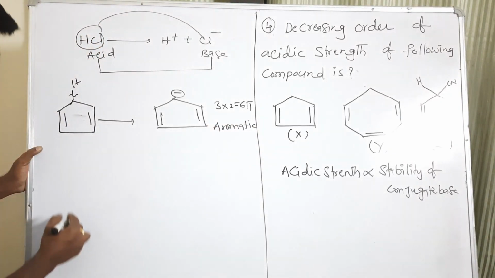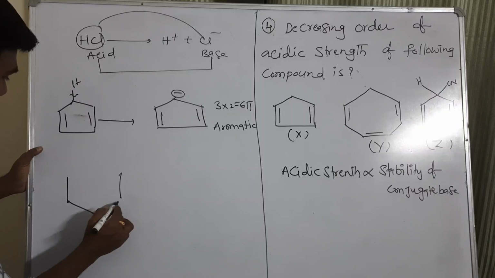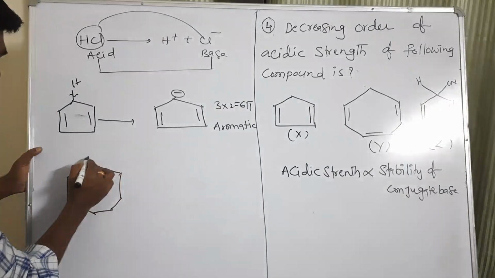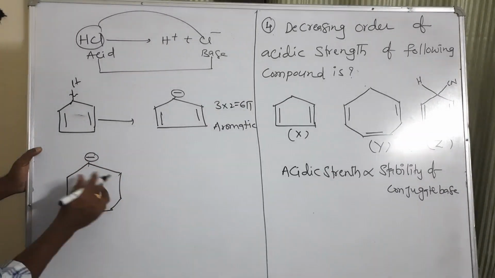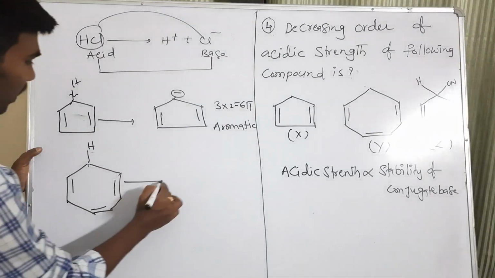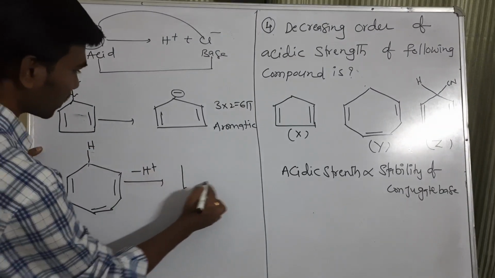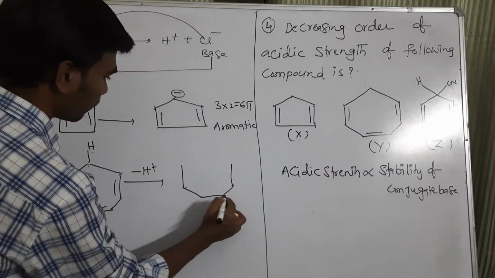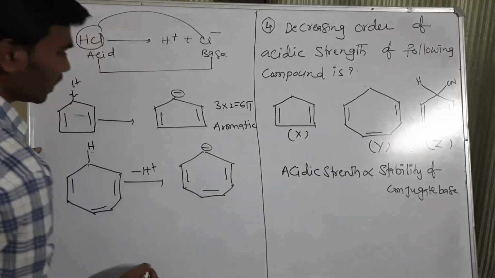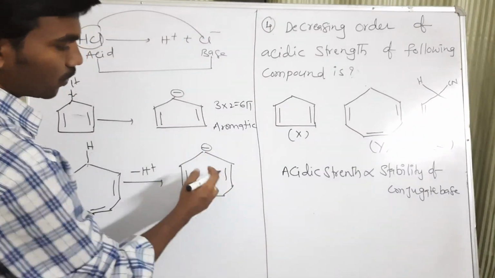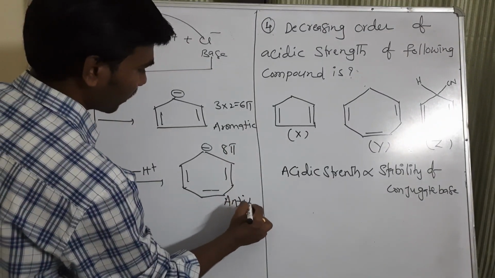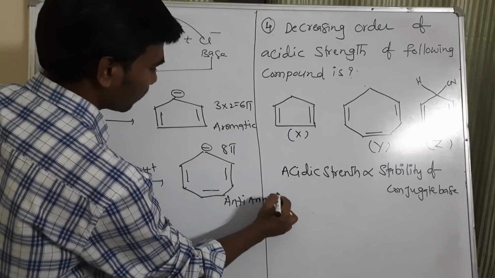Right? So next, the tropylium one. Here hydrogen is there. By releasing H plus ion, it is going to form the tropylium anion. So 1, 2, 3, 4. So 4 into 2 means 8 pi electrons. 8 pi electrons means it is anti-aromatic. So next one.